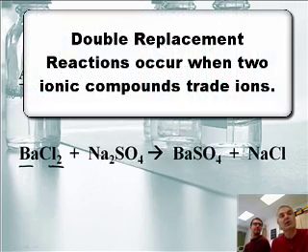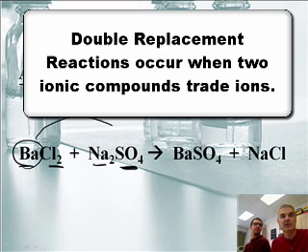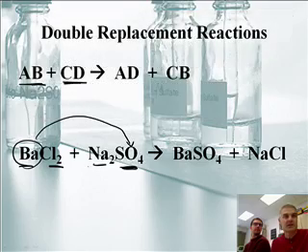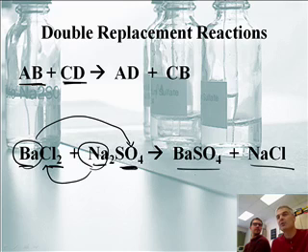Here's a classic example. Barium takes chloride to the dance, and sodium takes sulfate to the dance. When they get together, they switch. Barium decides he wants to go with the sulfate, and sodium wants to go with the chloride, and they trade partners. There they go. Now, how you get them together and balance them is an important thing.